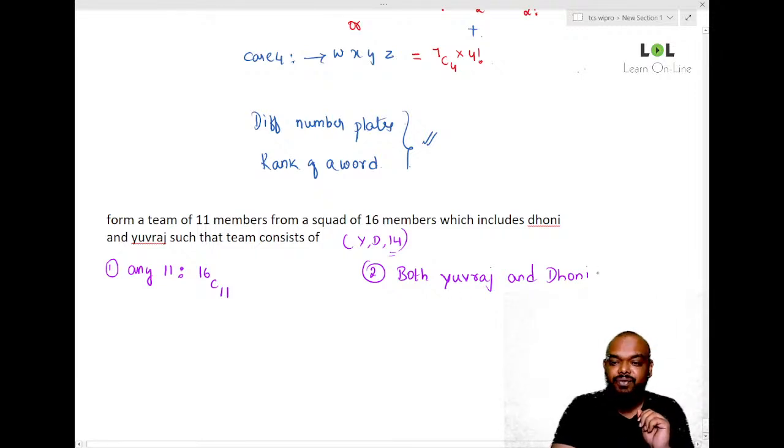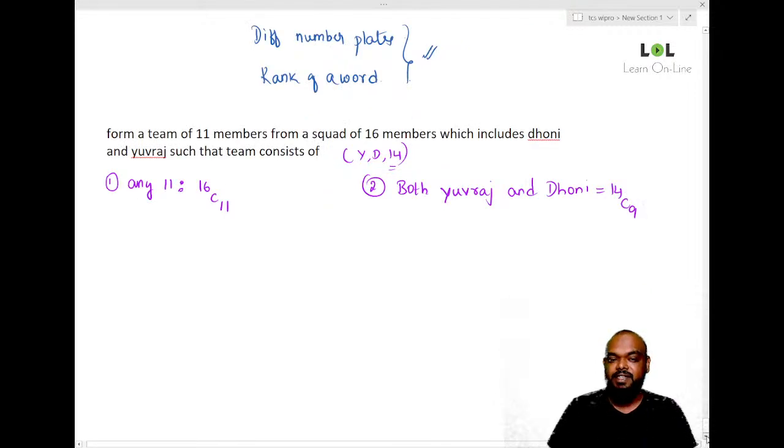We still need 9 people. So where do we select them from? We select them from 14. So what is the answer? 14C9. Am I clear with the second question here? Am I clear with the second question, everybody?